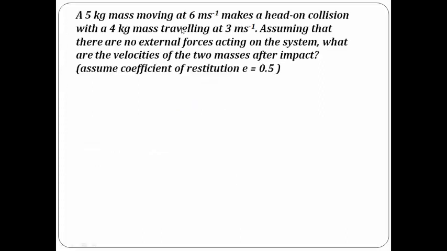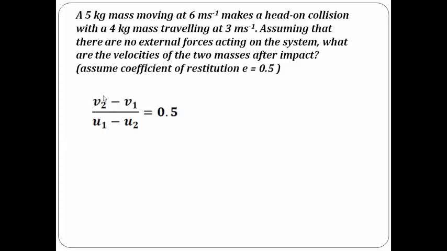A 5 kg mass moving at 6 meters per second makes a head-on collision with a 4 kg mass traveling at 3 meters per second. Assuming that there are no external forces acting on the system, what are the velocities of the two masses after impact? Assume coefficient of restitution as 0.5. So we have m1, m2, we have u1 and u2, and we need to find v1 and v2.